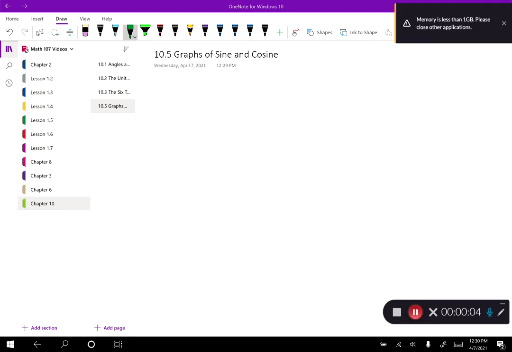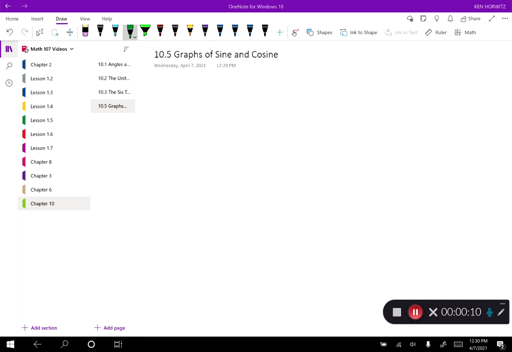Welcome back, everybody. Today we are going to talk about section 10.5, graphs of sine and cosine. Now that we know the unit circle and we're experts at getting those values, we can utilize those values to create graphs of the sine function as well as the cosine function.